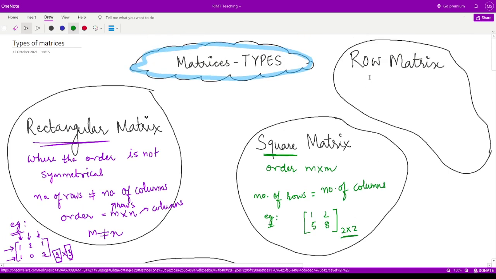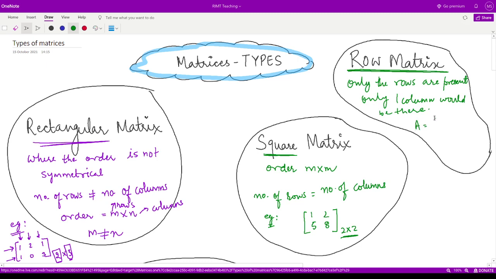Next, another category is that of the row matrix. By row matrix, it is clear that we are only going to have a row in the particular matrix. So only the rows are present, which means only one row would be there. So what is the structure of this matrix? Sorry, this is not correct.